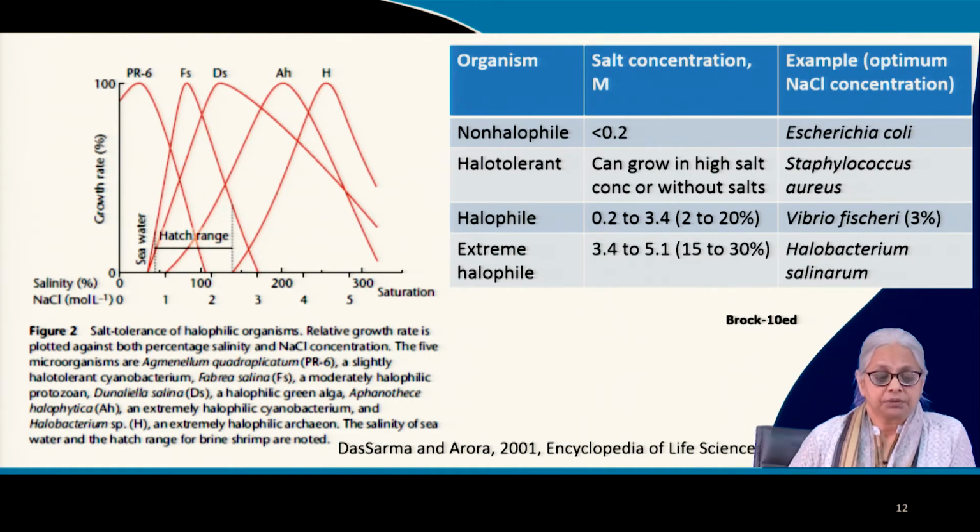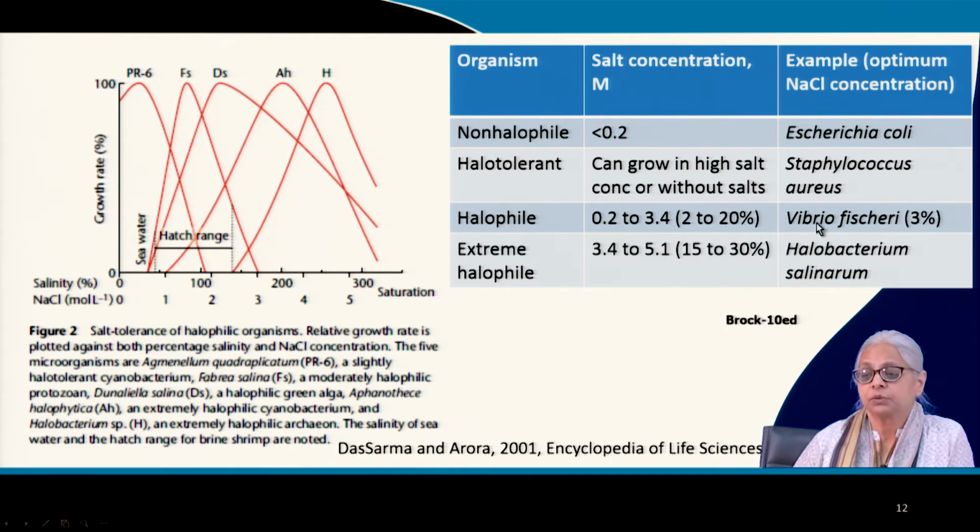In terms of halophilic organisms, salt tolerance of certain organisms is very high. So when we think about salt water, we generally think of seawater. Seawater has a salt concentration of 3.5% NaCl. So when we think about E. coli and Pseudomonas, which are common bacteria found in our environment, these are non-halophilic bacteria. In terms of salt concentration, they want a salt concentration less than 0.2 molar. Halotolerant bacteria are the ones that can grow in high salt concentration or without salt. So that is Staphylococcus aureus.